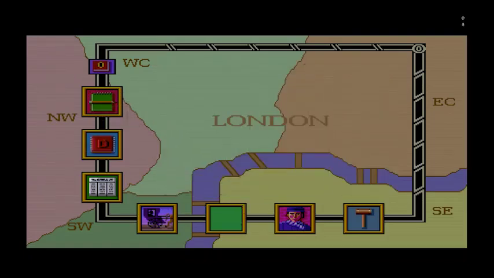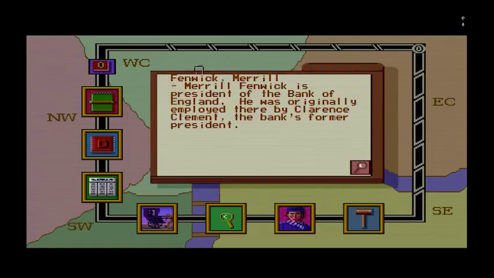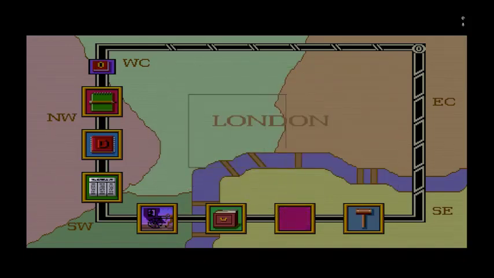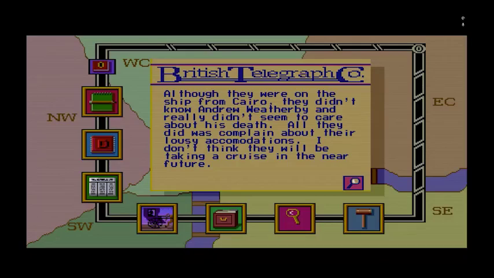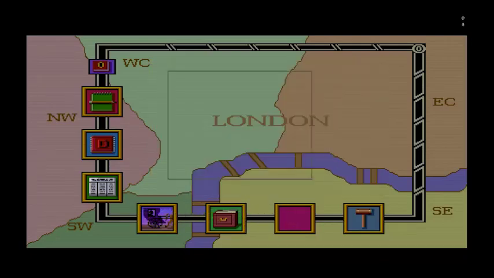Fenwick Merrill. Merrill Fenwick is president of the Bank of England. He was originally employed there by Clarence Clement, the bank's former president. Well, it's the same thing. Okay. Well, let's travel.